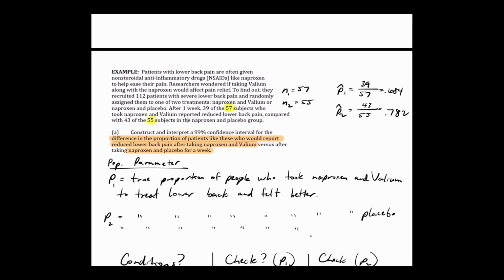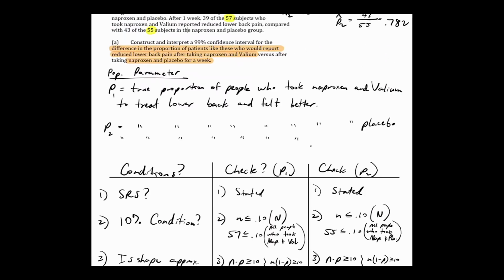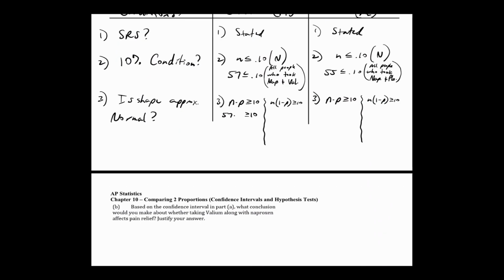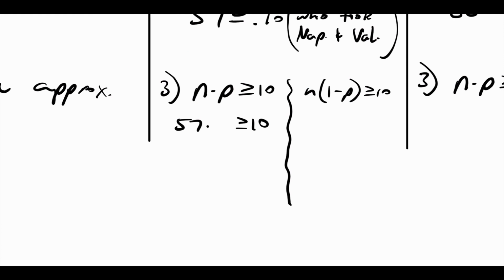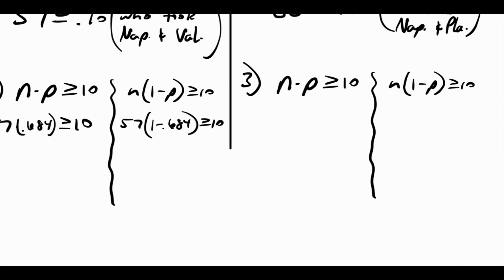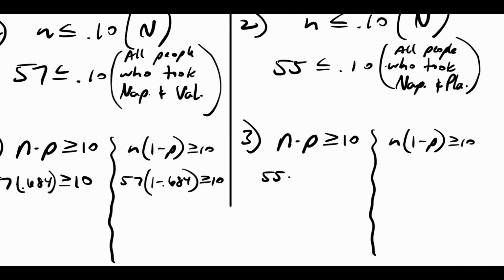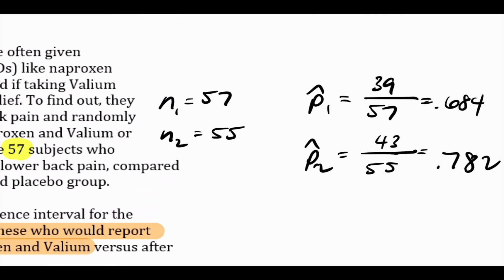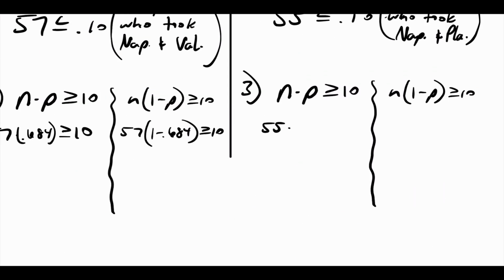All right, so those are the guys we're going to use. So for the first one, we're going to use 0.684. For the next, let's see, 57 times 1 minus 0.684. This is 55 times 0.782.